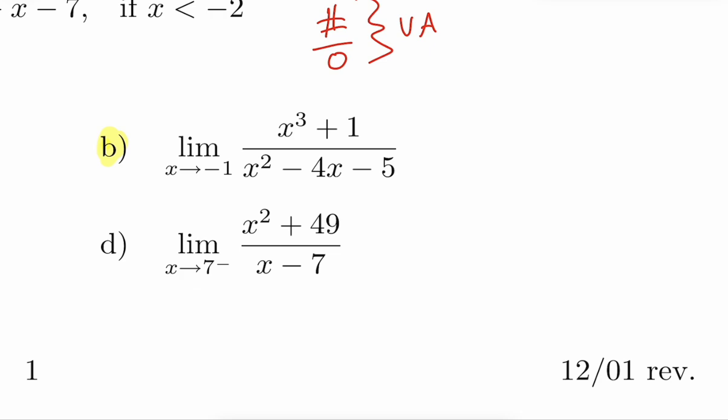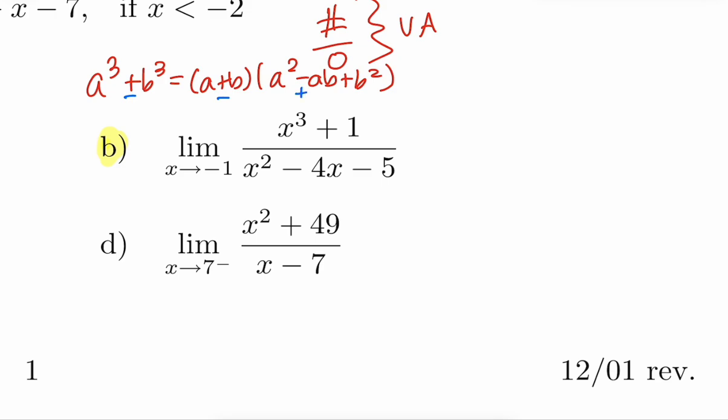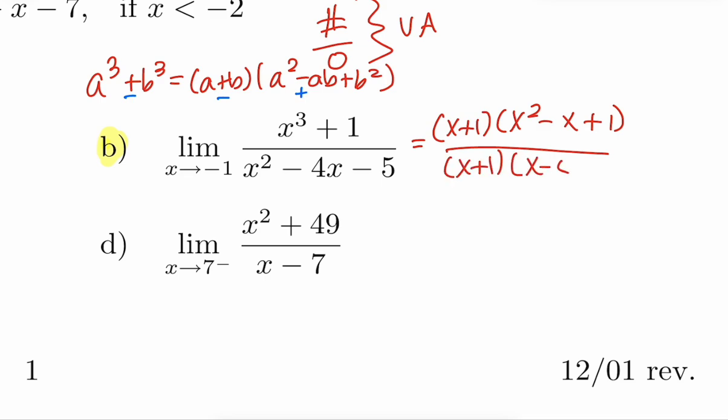Yeah, we can factor this. There is a formula, a cubed plus b cubed is a plus b times a squared minus ab plus b squared. If this happens to be a minus, this becomes a minus and this becomes a plus. I did not put a perfect cube. The ones I put are factorable just because they're quadratics, nothing funky. But let's factor it. So this becomes x plus 1 times x squared minus x plus 1. And then the bottom factors to be x plus 1 and x minus 5.